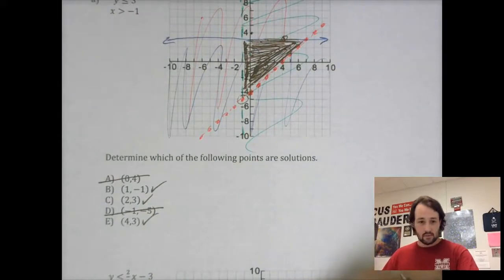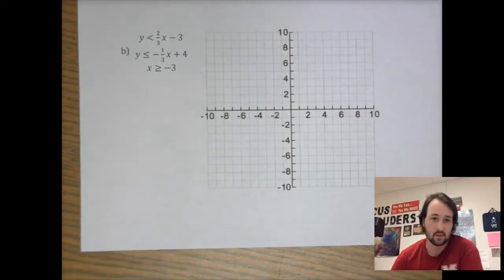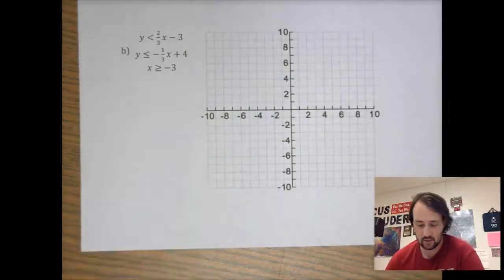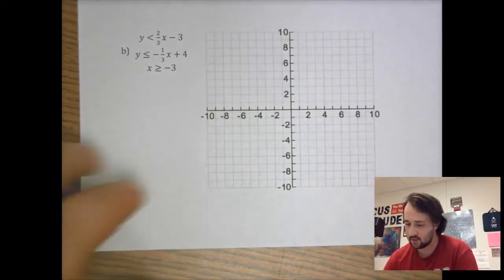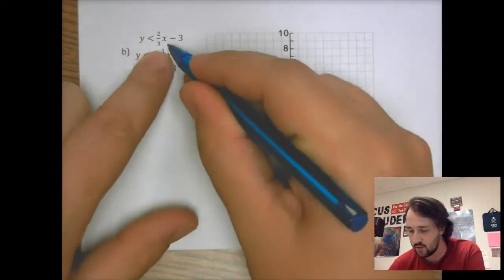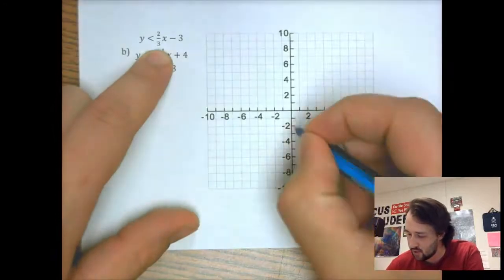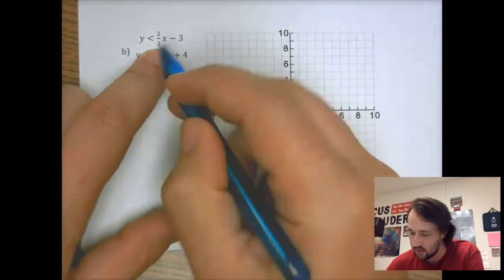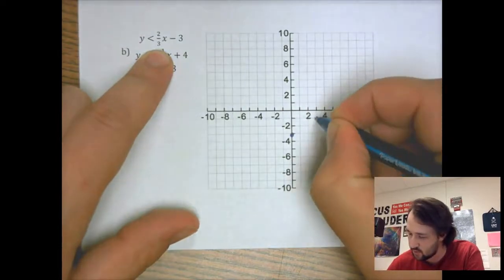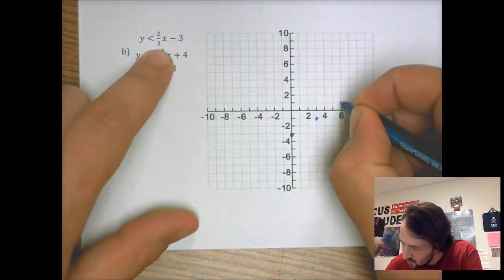All right, looking at the next one. With this one, again, it's just systems of inequalities, essentially. That's what we're doing linear programming with. So I'm just going to go one at a time. So y is less than 2/3 x minus 3. So I'm going to have a y-intercept of -3. I have rise over run. My slope is up 2 over 3, so I'll put a point, then put another point, up 2 over 3.